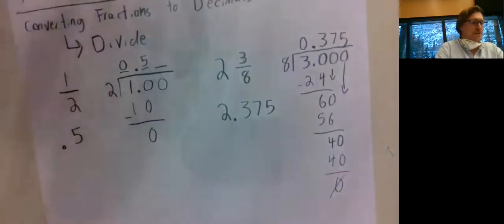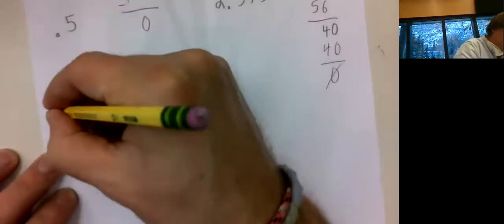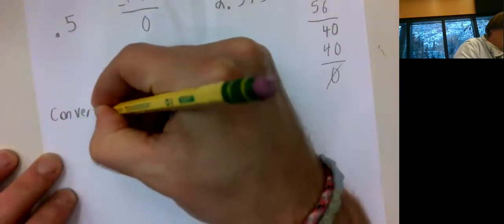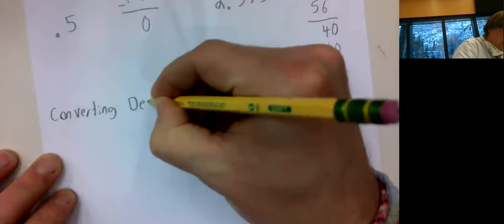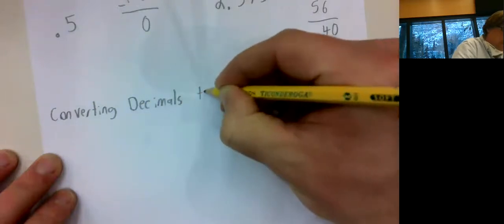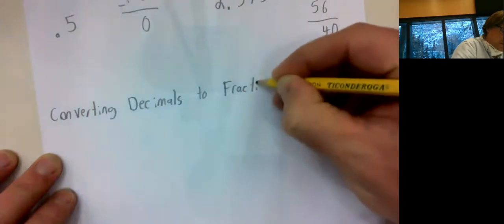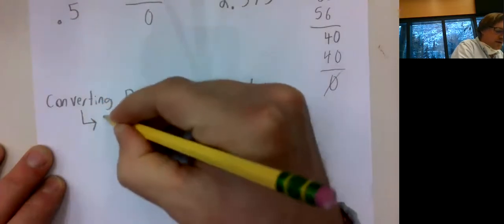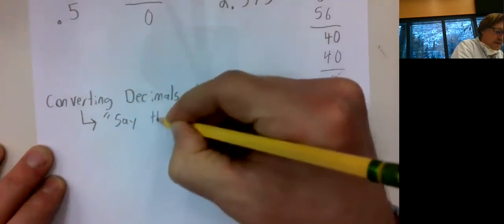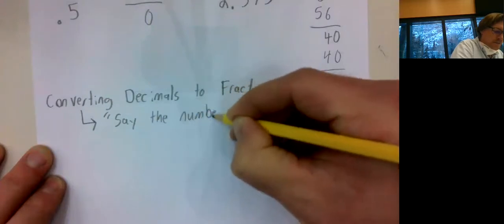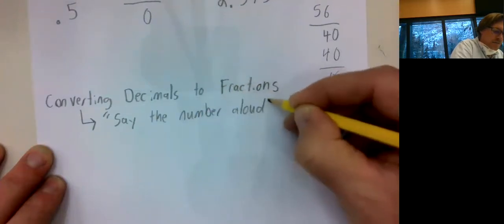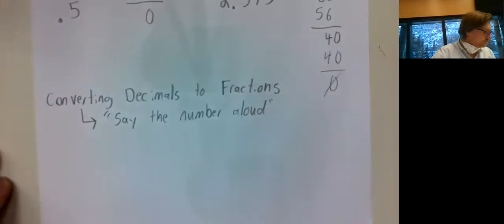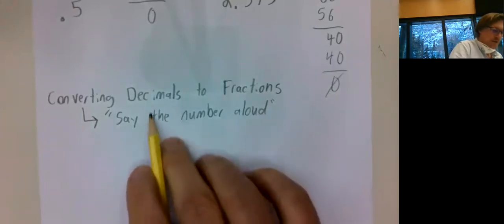Let's flip it around. What happens when we are converting decimals to fractions. Our new rule there is we say the number aloud. Let's see what that looks like. So again, we're starting with decimals.